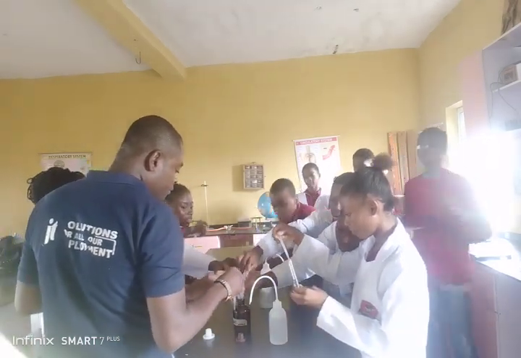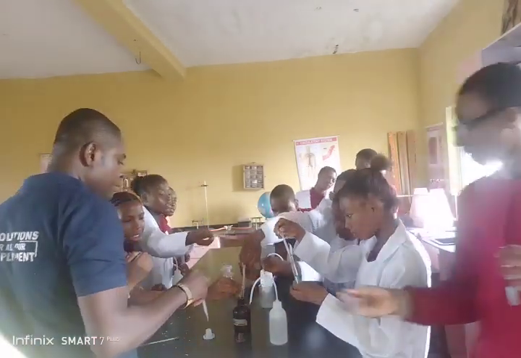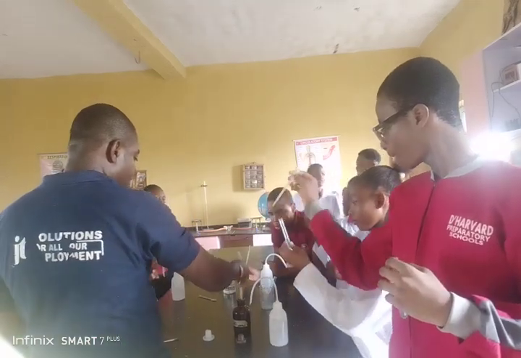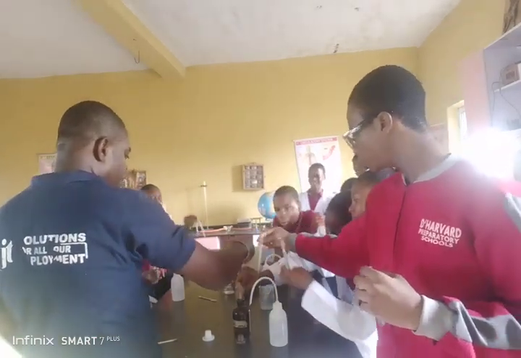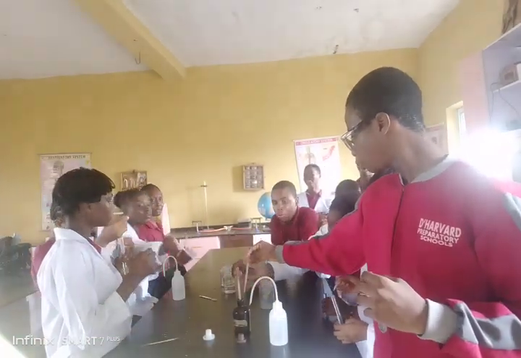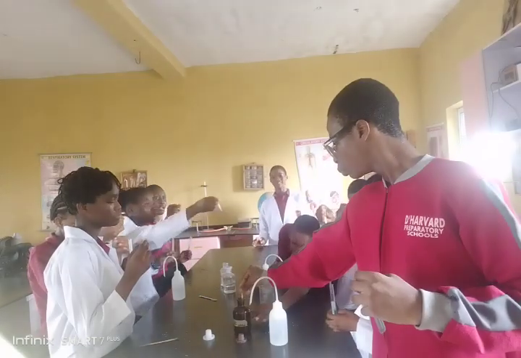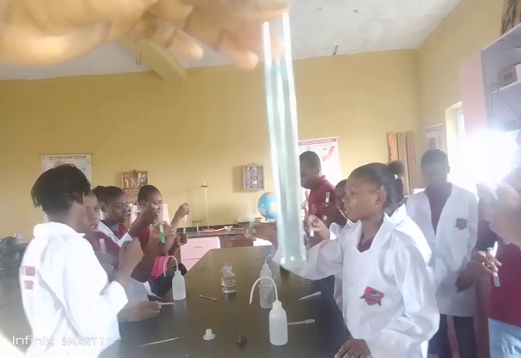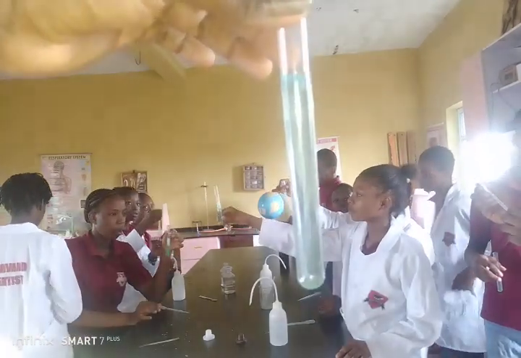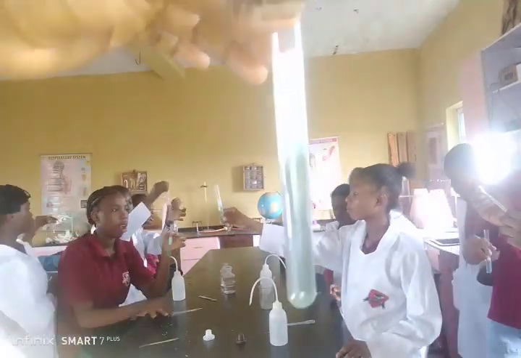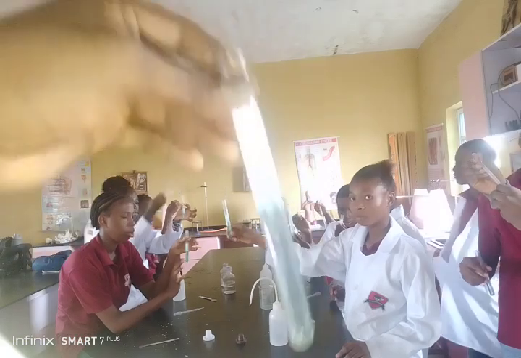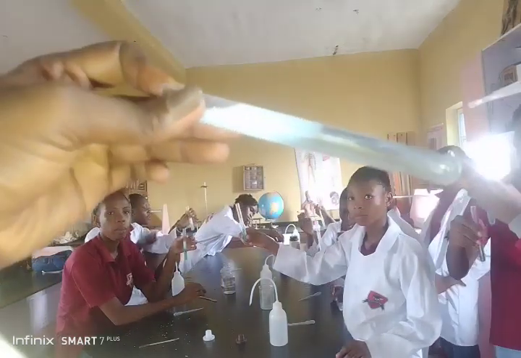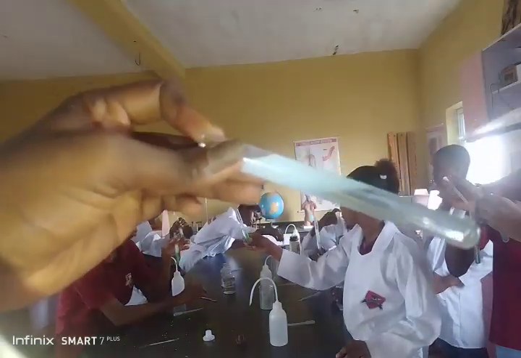AgNO3. Gently. Silver nitrate. Just pour it. What are you seeing? Look at what I'm doing here. White precipitate. So, white precipitate of silver chloride.